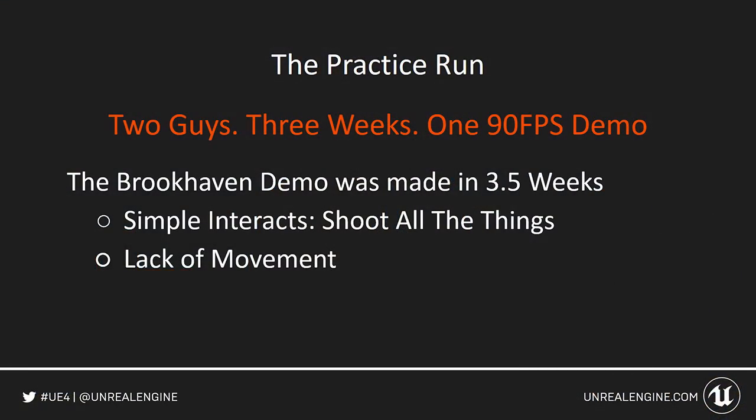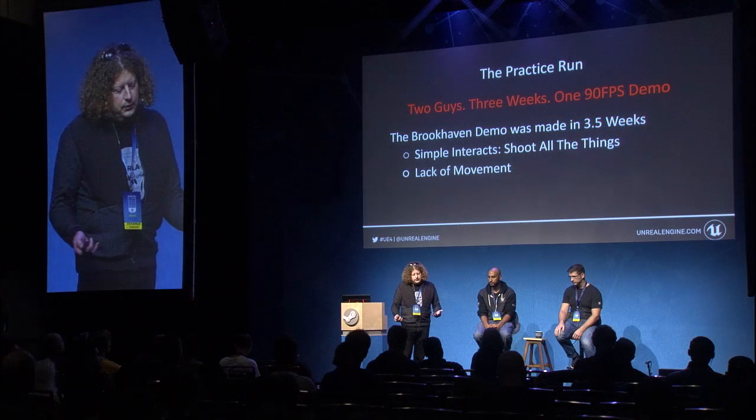So the practice run, this was like the big headline: 2 guys, 3 weeks, 1 90 frame per second demo. We made it in 3.5 weeks, again, using simple interacts, shoot all the things. You literally can just use it. If you want to pick an upgrade, you shoot it. If you want to access a menu, you shoot it. We just talked about like reach out and touch things with bullets is your only interaction in the game. And it works surprisingly well. Lack of movement, that's great. We don't have to make movement. Roomscale solved it for us.